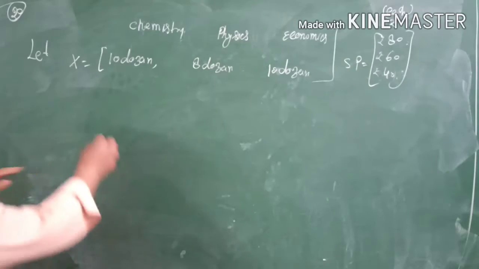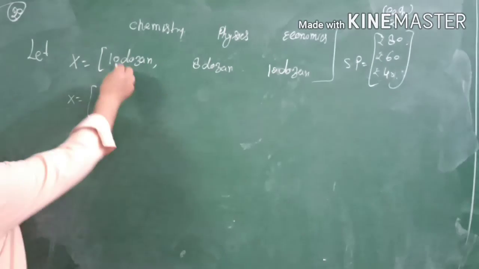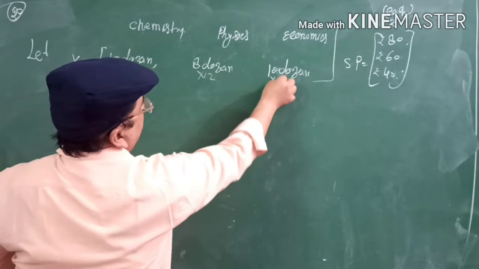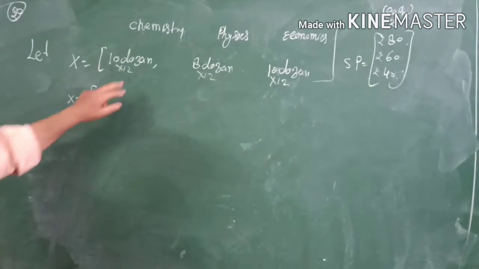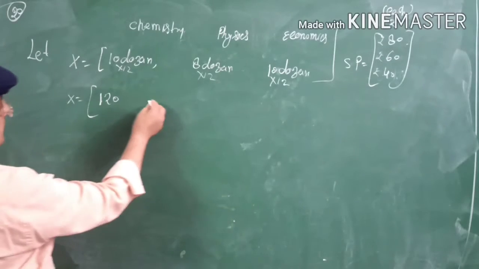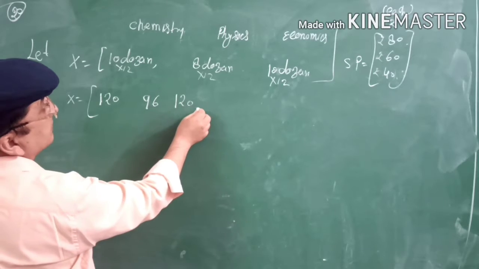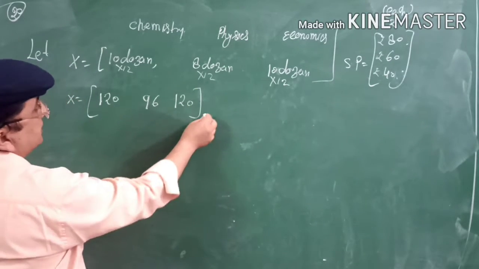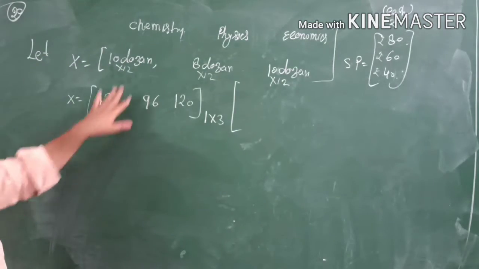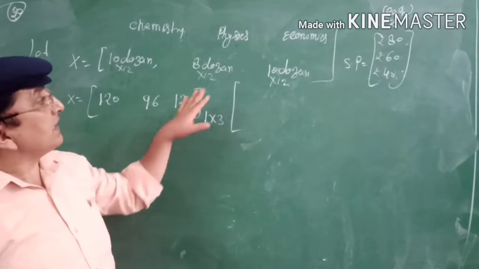10 dozen is given, which means first of all we have to convert the dozens. In each case, 10 multiplied by 12, 8 multiplied by 12, and 10 multiplied by 12 also. 120 will come, 96 will come, 120 will come. So this is 1 cross 3. Now we got 120 chemistry books, 96 physics books and 120 economics books.